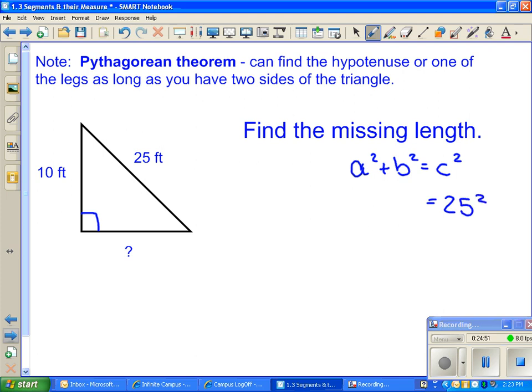Does it matter if 10 is my a or my b? No. I don't care if you called it your a. It still gives you the same answer. What's 10 squared? 100. A lot of people do 10 times 2. Be careful. It's 10 times 10, which is 100. 25 squared is 625. Subtract 100 from both sides.